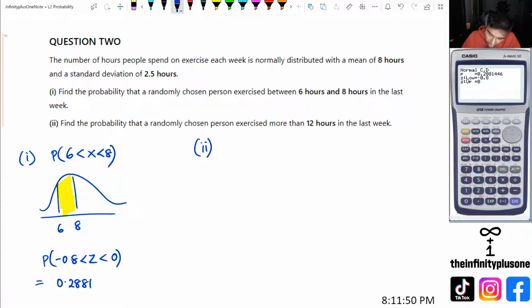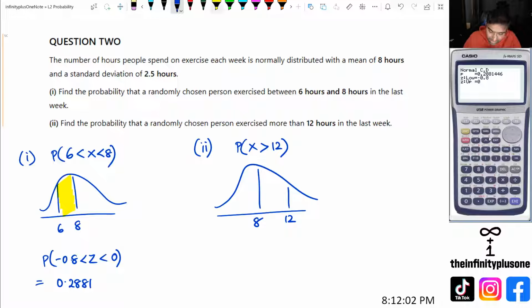Part 2, we've got the probability that they exercise more than 12. So that's going to be x greater than 12. And we're going to have 8 here and 12 here. And I apologize, I just realized that both of these questions have similar kind of numbers. Thank you, ChatGPT.